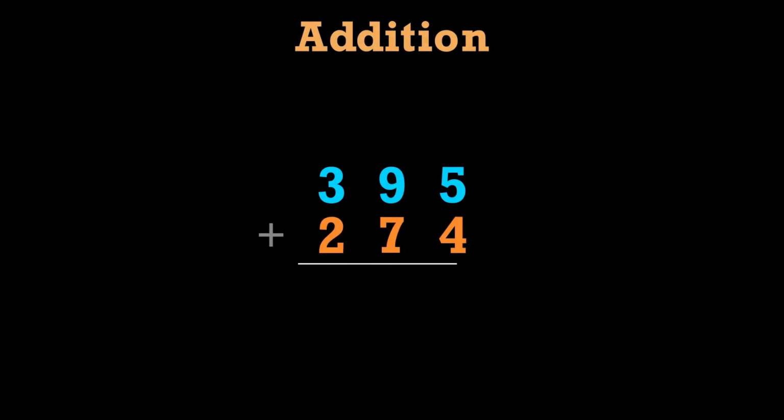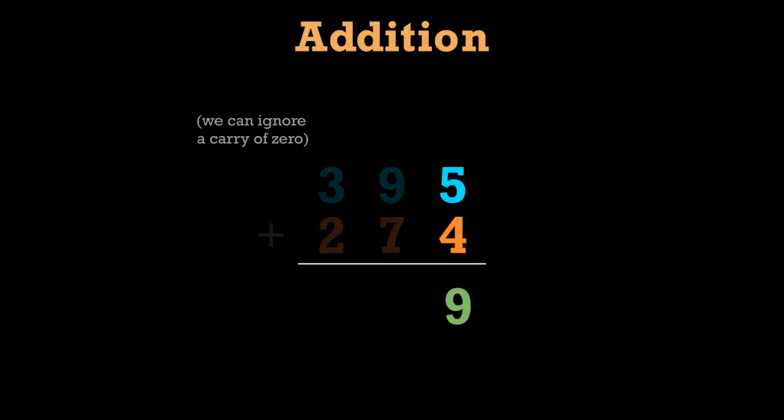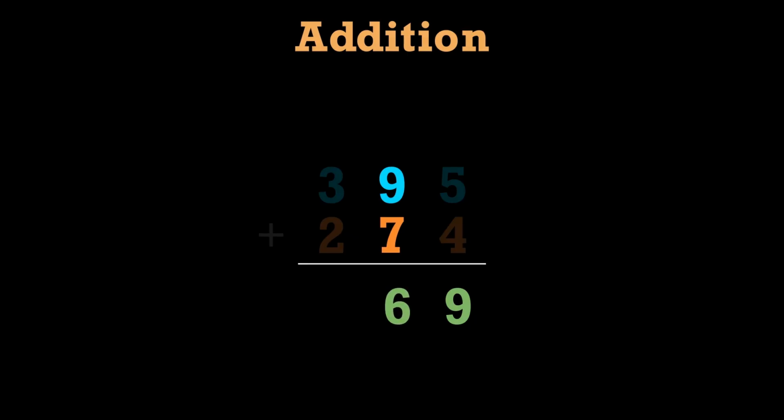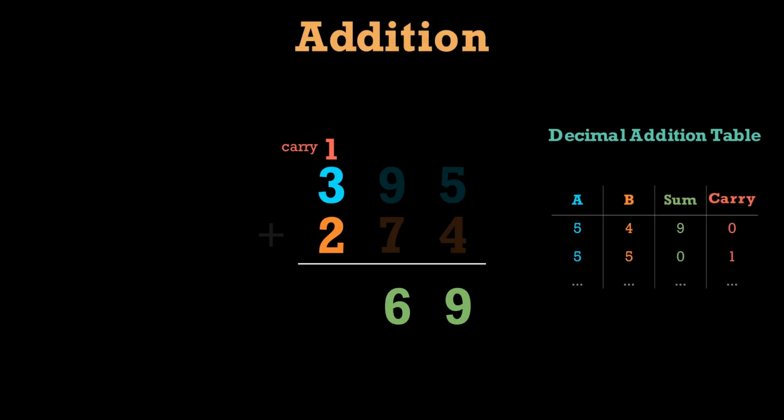To better see this, let's look at another example. 395 plus 274. 5 plus 4 gives us a sum of 9 and a carry of 0. That's fine. 9 plus 7, however, gives us a sum of 6 and a carry of 1. Now, if we do the next column, you'll notice that nothing in our table tells us what to do when we have 3 numbers. It should tell us how to handle 3 inputs, but it doesn't.